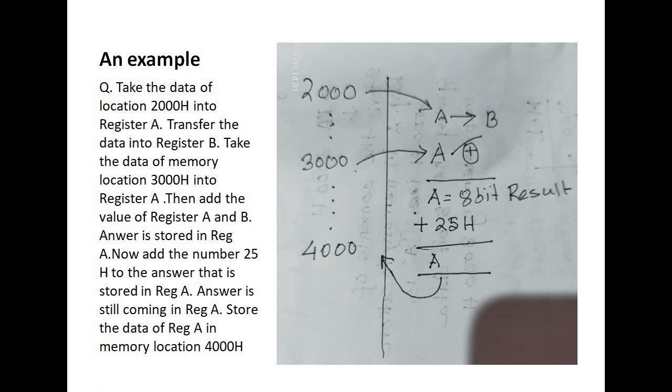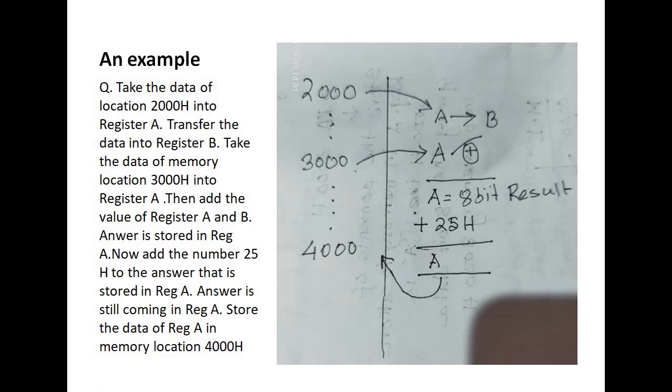After addition, the result will get stored in register A, right? With that 8-bit result we have to add the 8-bit data 25H. And after addition, where will the result be stored? The result will be stored in register A. Then the final 8-bit result that is stored in register A, you have to store into memory location 4000H. Clear? Now how will you solve it?